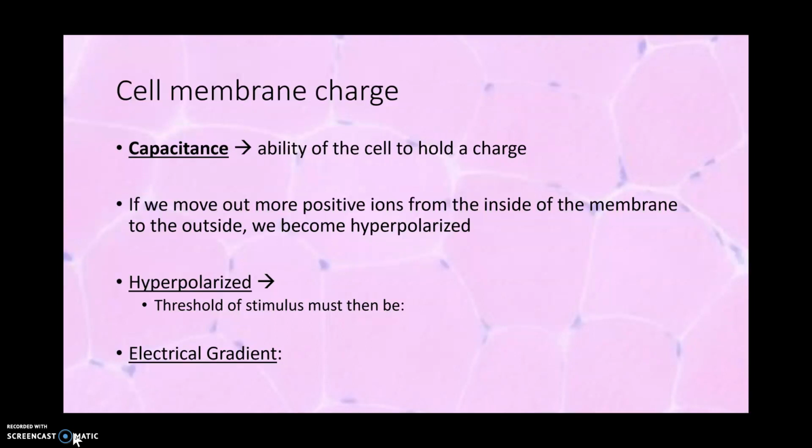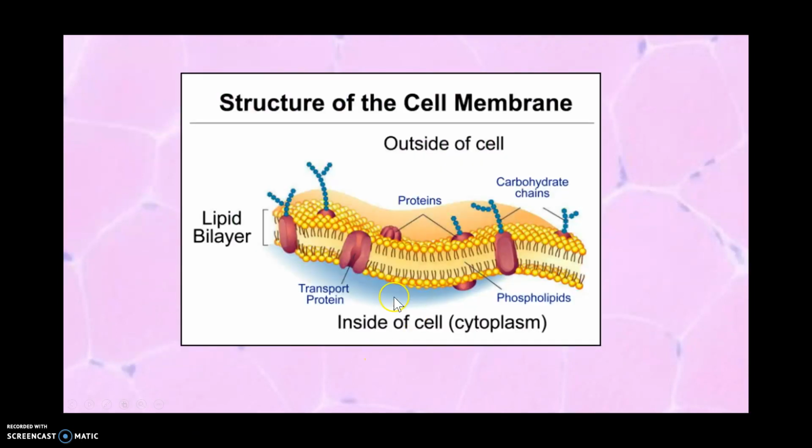Capacitance is the ability of a membrane to hold a charge. If we move more positive ions from the inside of the membrane to the outside, we become what's called hyperpolarized. Here we have negative 70 millivolts because we naturally leave those anions behind, and positive potassium ions go to the outside of the cell. If we move more positive ions from the inside to the outside, we become hyperpolarized. Ultimately, that means we are even more negative. This can go from negative 70 down to, say, negative 90 or negative 100 millivolts.